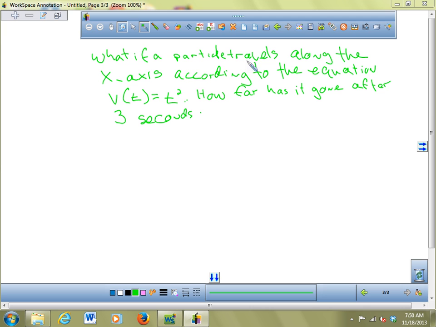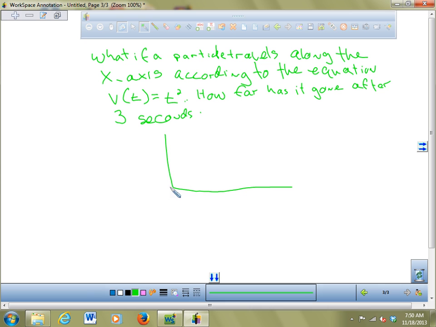What if a particle travels along the x-axis according to the equation v of t equals t squared, how far has it gone after 3 seconds? So what you could do is model this, so I should use my straight line tool. Here's v of t equals t squared.